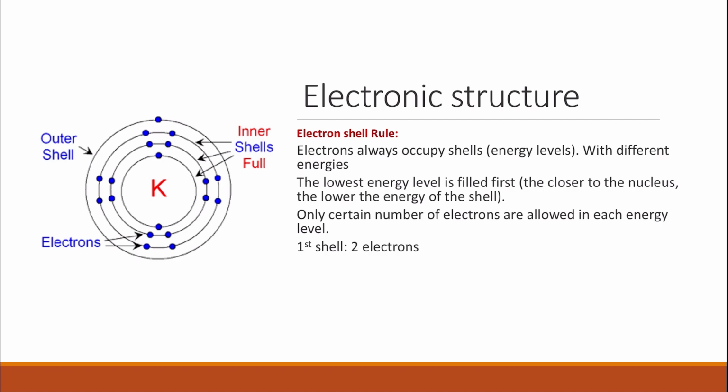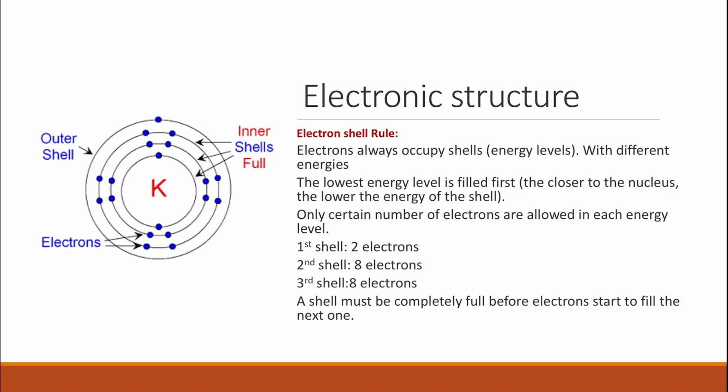So the first energy level can be occupied by a maximum of 2 electrons. The second energy level, or the second shell, 8 electrons, and the third shell, only 8 electrons. A shell must be completely full before electrons start to fill the next one. The outermost shell is called the outer shell. This is the one that is furthest away from the nucleus.